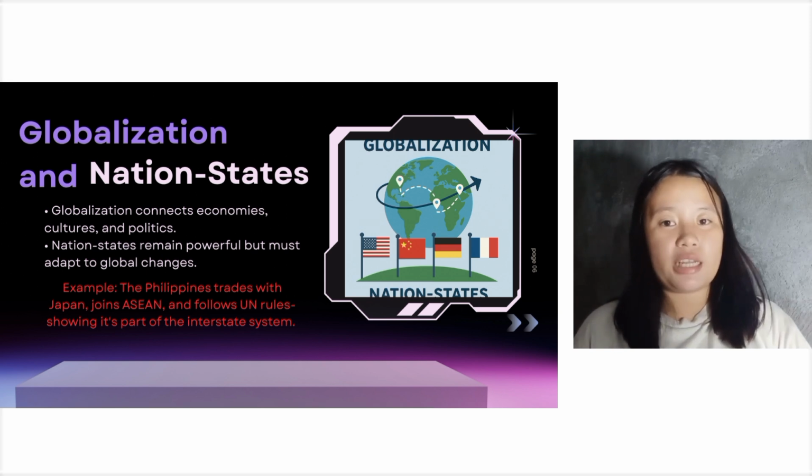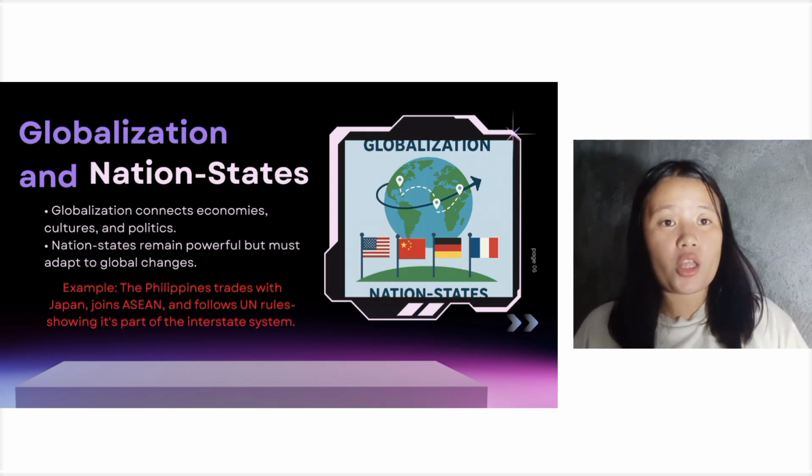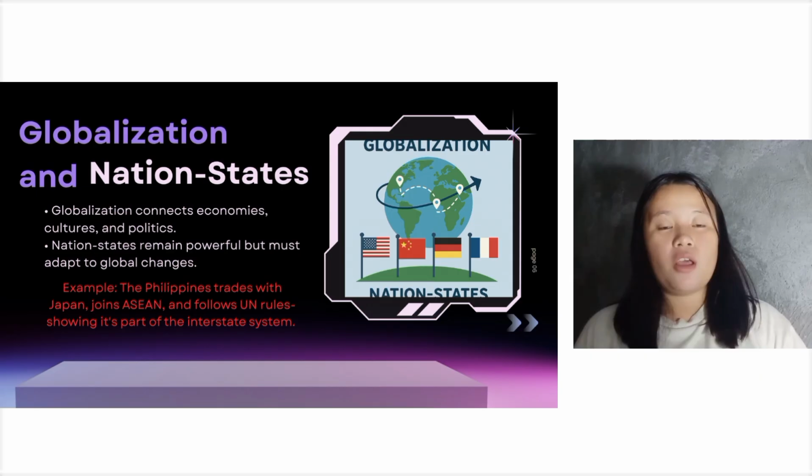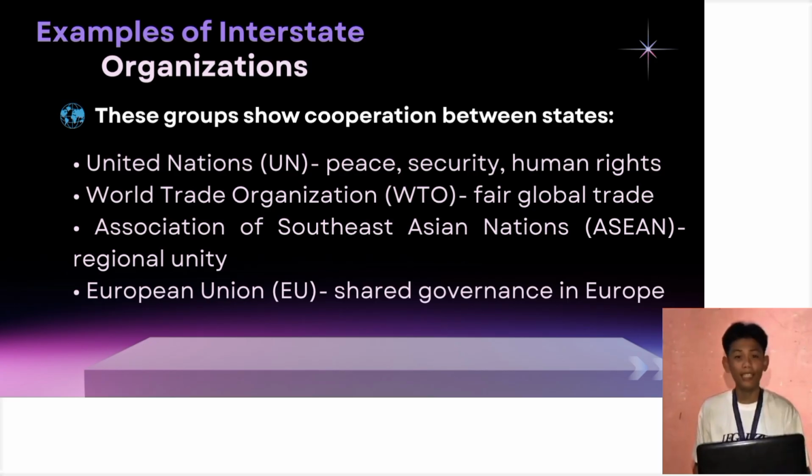Next, globalization and nation states. Globalization means the world is connected, and even though the countries are still important, they need to adapt and work with others. For example, the Philippines trades with Japan, joins groups like ASEAN, and follows the rules of the UN, showing it's a part of the interstate system.